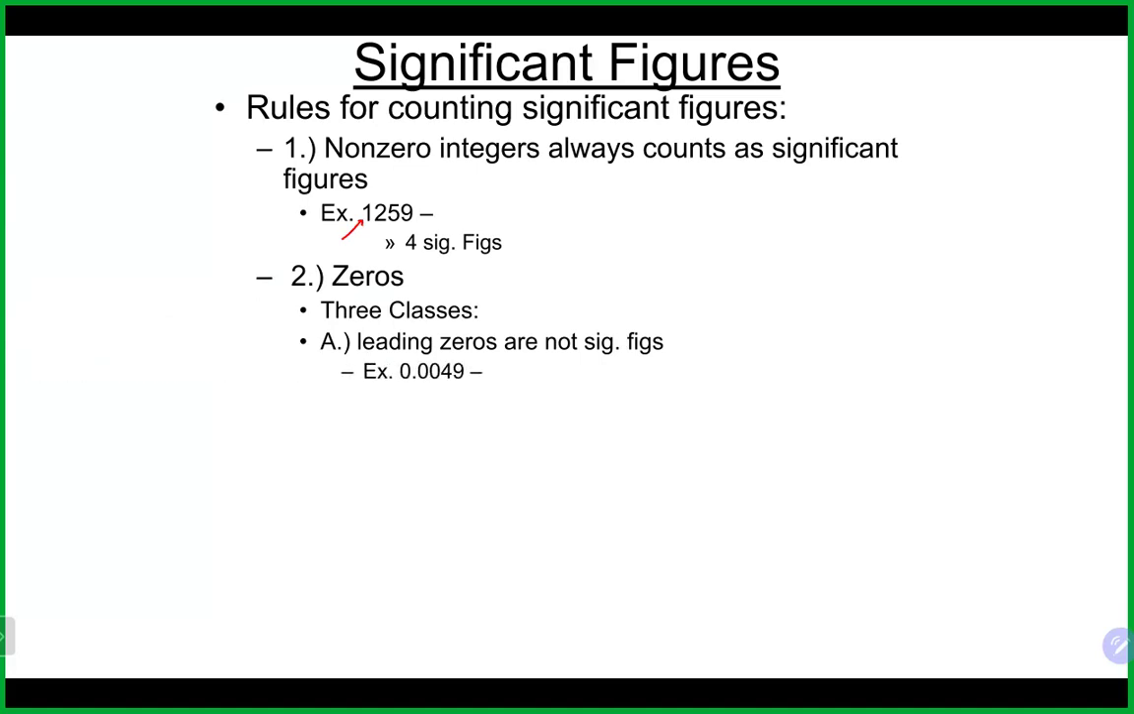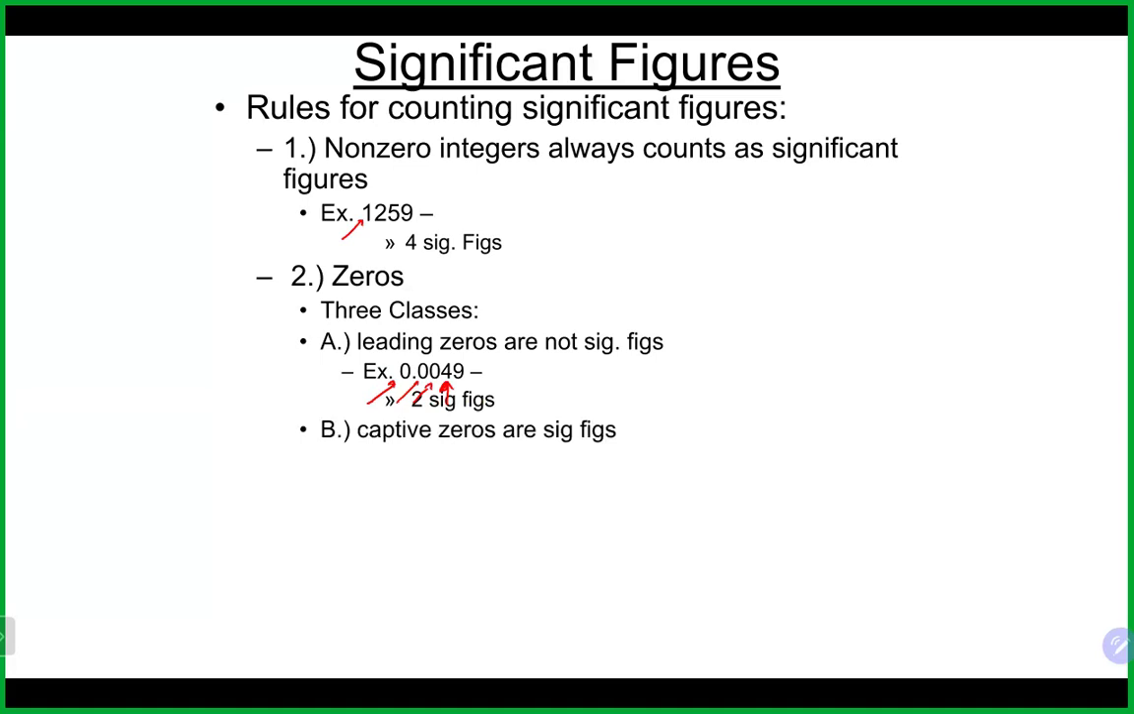So if we look at this one here, starting left to right, not going to count, not going to count, not going to count. Right here is where we start counting our significant figures, and the 4 and the 9 would be significant. So this would have 2 significant figures in this case, the last 2. The uncertain, or estimated, digit would be the 9 in this case.